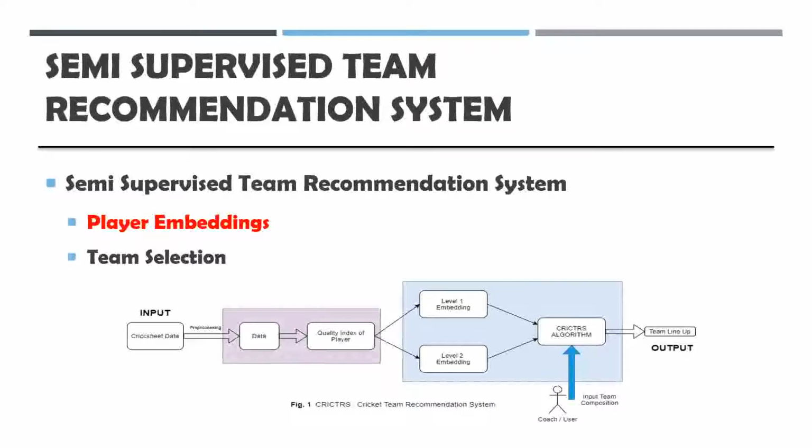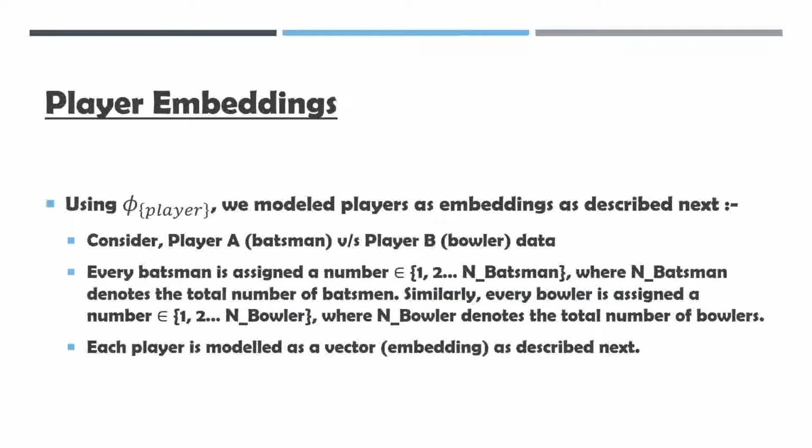So the next part of our recommendation system is the semi-supervised team recommendation, where we use player embeddings. Using five player, we model players as embeddings as described here. Consider a player A, let's say a batsman, and player B, let's say a bowler. First we assign a unique number to every batsman shown here, and we repeat the same for the bowlers as well. And each player is modeled as a vector.